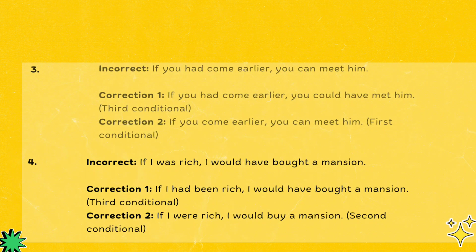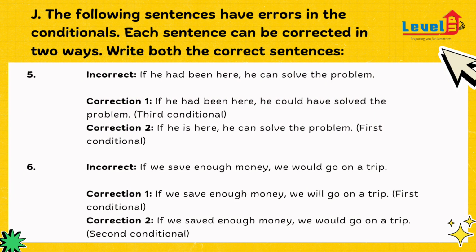Second conditional. 5. Incorrect. If he had been here, he can solve the problem. Correction 1. If he had been here, he could have solved the problem. Third conditional. Correction 2. If he is here, he can solve the problem.